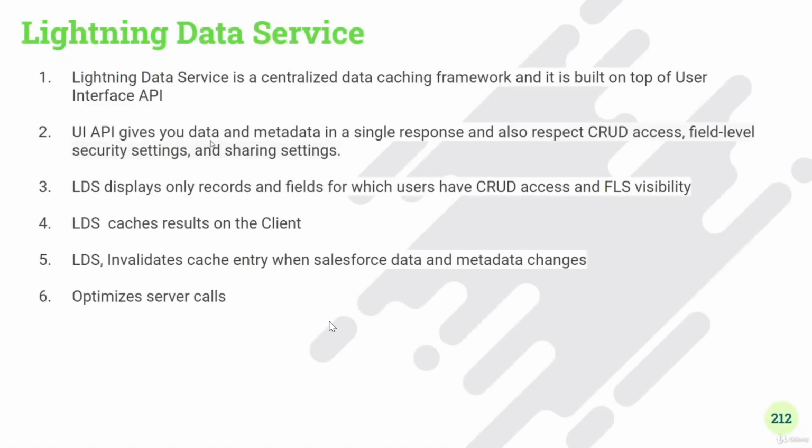The UI API gives you the data and the metadata in a single response and also respects CRUD access, field level security and sharing settings. So when you try to fetch a record or a field and you don't have access, you will not be able to access or see that particular field. Whatever is defined in the system, whatever field level security settings are there, it supports everything as it is. LDS displays only records and fields for which the user has CRUD access and field level security, which I already explained.